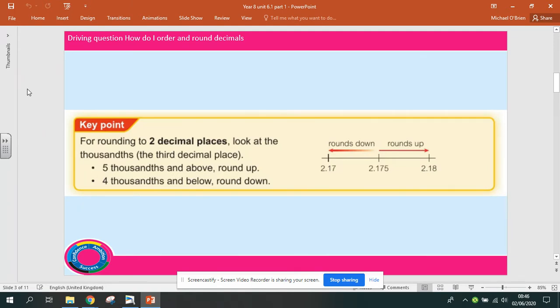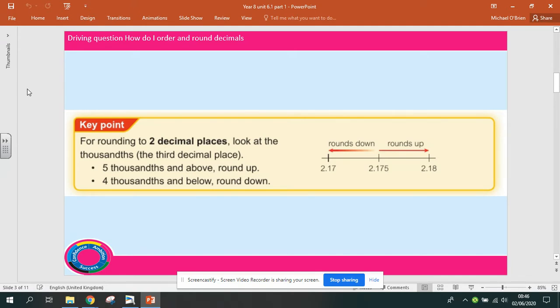And here we have a quick diagram of rounding. For rounding to 2 decimal places, look at the thousandths, the third decimal place, the third number. If it's 5 or more, you round up, you add 1 to the tenths. If it's 4 or less, you round down, so you ignore it.